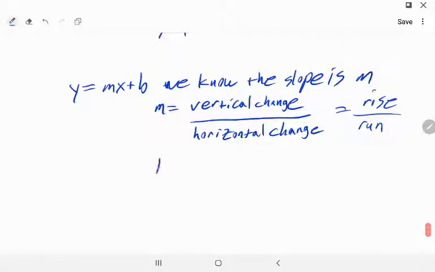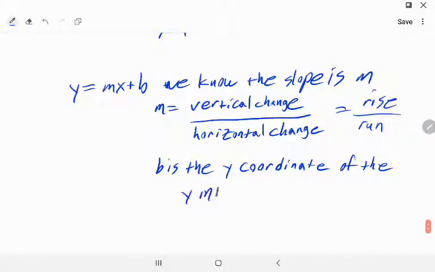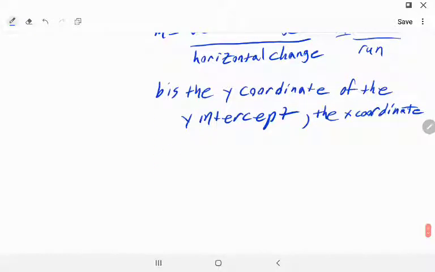And b is the y-coordinate of the y-intercept, the point at which the line intercepts the y-axis. And we notice the x-coordinate of the y-intercept is, by definition, 0.